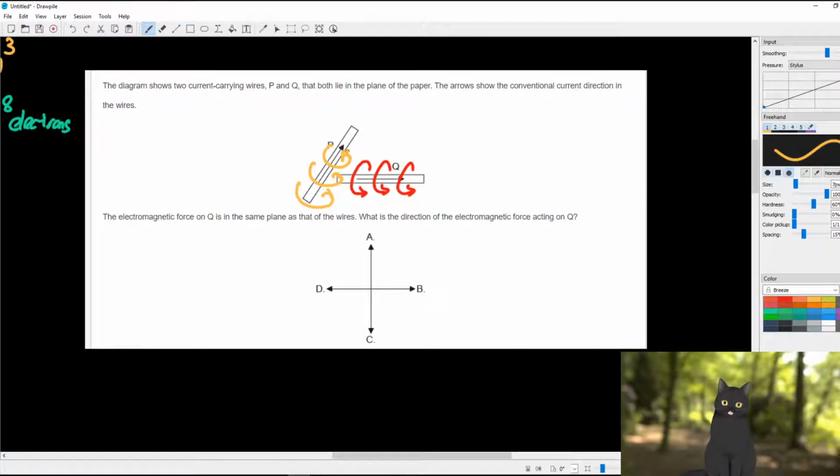What is the direction of the electromagnetic force acting on Q? Q curves down. P curves the other side. Same direction will cause them to attract, opposite direction repel. The electromagnetic force on Q is in the same plane as that of the wires. What is the direction of the electromagnetic force acting on Q?